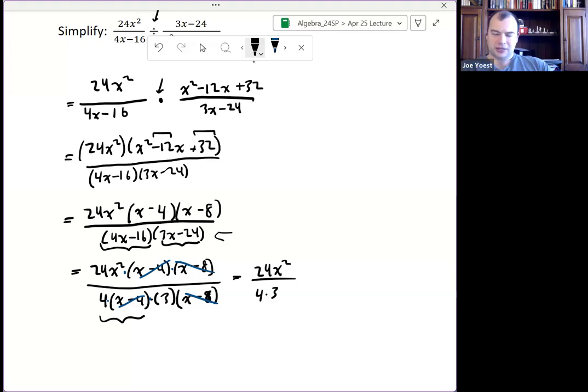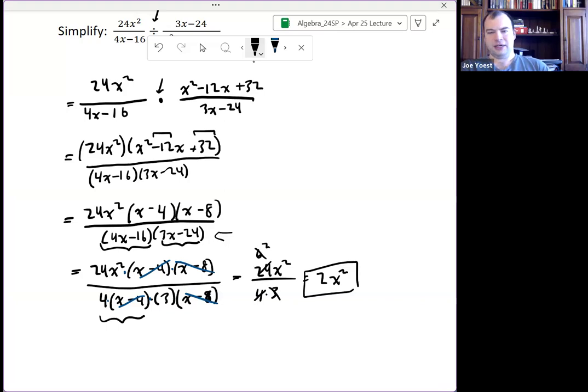Now I see a 4 in the denominator. Is there a factor of 4 in 24? Well, sure there is. 24 is 6 times 4. I also see a factor of 3 in the denominator. Is there a factor of 3 in that 6? Yep, 6 is 3 times 2. So all of this boils down to 2x squared.